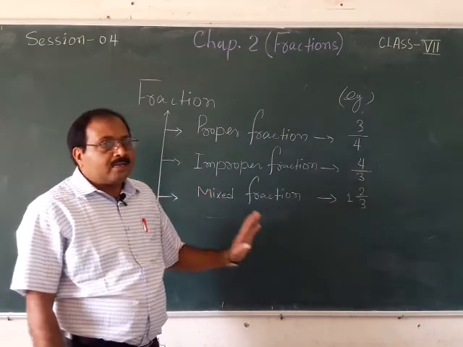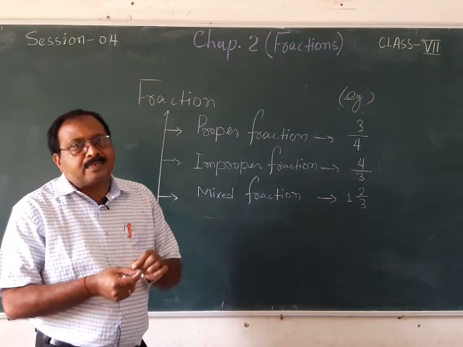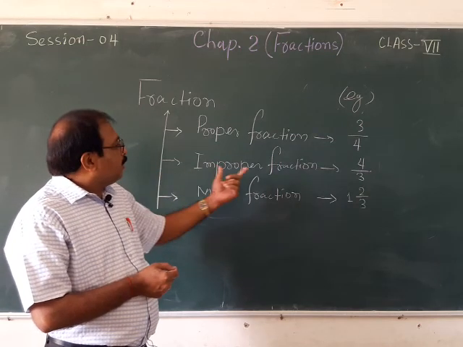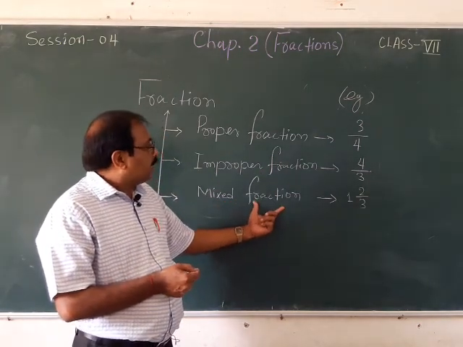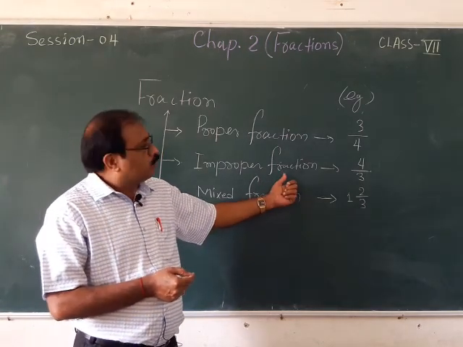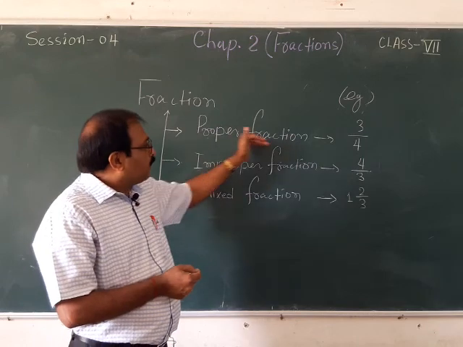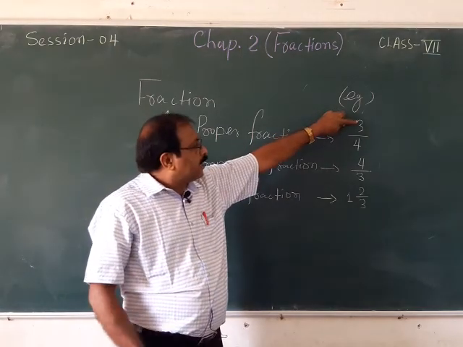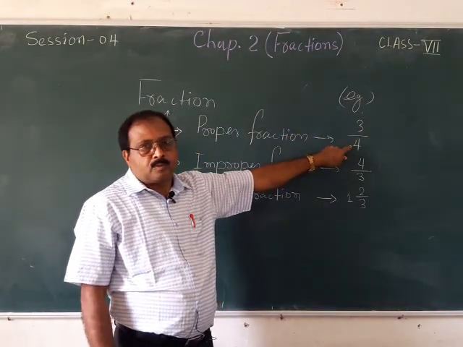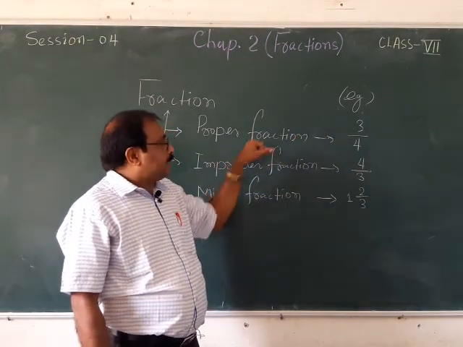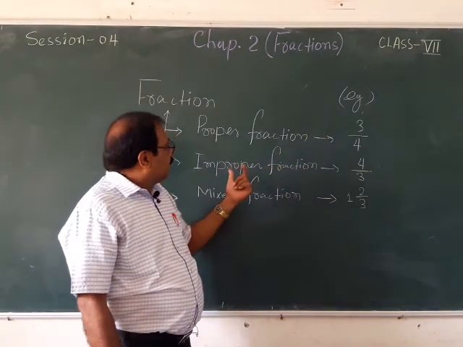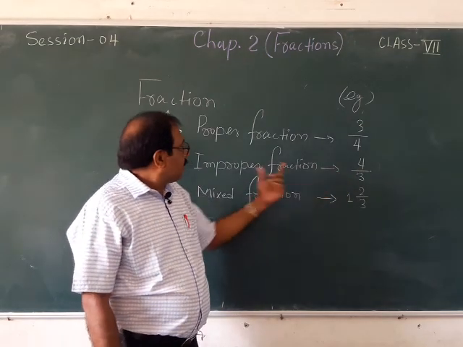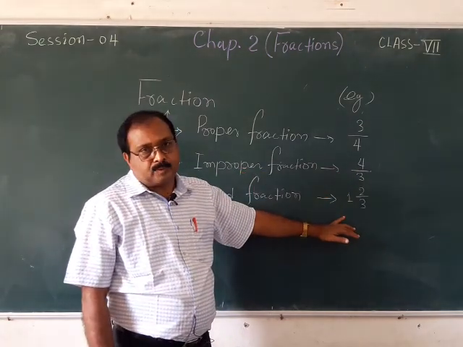So when you are writing any number by mixing a whole number and a fractional number together, it is said to be a mixed fraction. And you are also aware that any improper fraction can be written in the form of a mixed fraction, and any mixed fraction can be written in the form of an improper fraction. In proper fraction, the numerator is always less than the denominator. Once again I am repeating, in proper fraction, the numerator is always less than the denominator, and for improper fraction, the numerator is greater than the denominator. That means you can change this improper fraction into a mixed fraction. Clear?